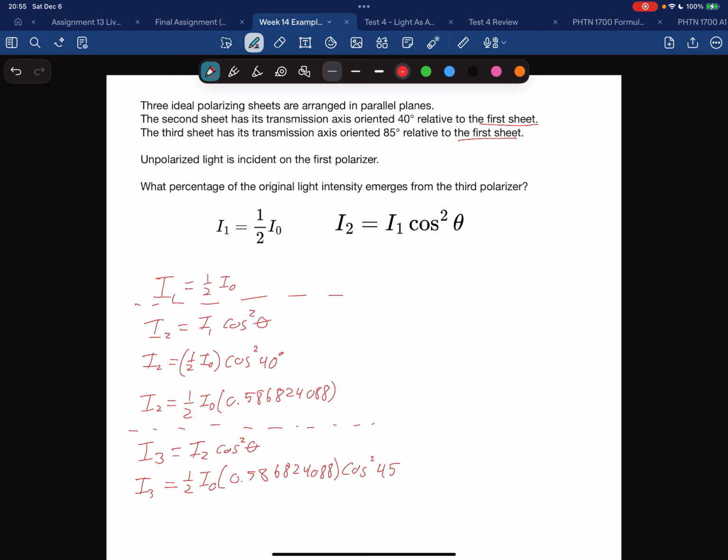So we know that the light coming through the second one will be polarized at 40 degrees relative to the first sheet. And because this one's 85 degrees off relative to the first sheet, there will be a 45 degree offset. So we have 85 minus 40 equals 45 degrees. And that is what we are plugging into our formula here.